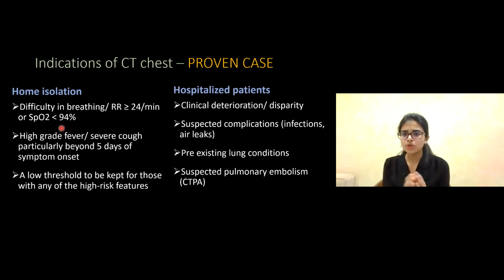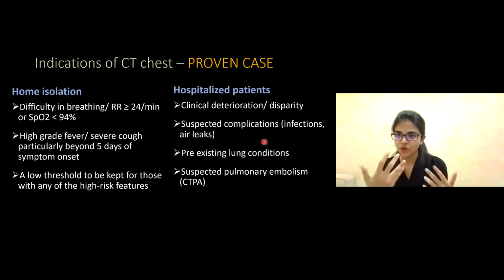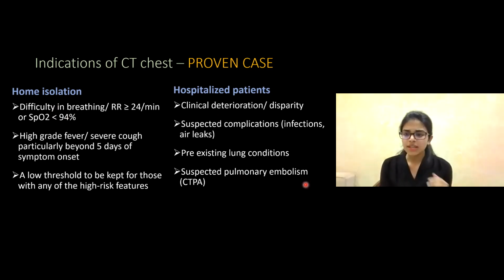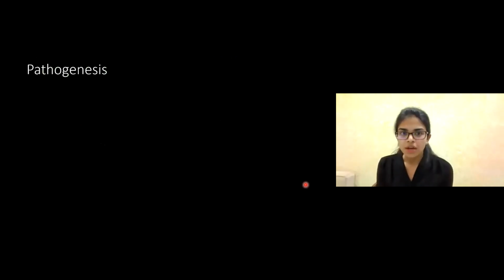Other group of patients are those who are hospitalized. In that case, if the patient is showing clinical deterioration or having sudden worsening of symptoms, or if you suspect some complication in the patient, it could be secondary bacterial infections or air leaks like pneumothorax, pneumomediastinum, or you're suspecting pulmonary embolism, in that case, you might have to do a CT pulmonary angiogram. So these are the indications for a CT.